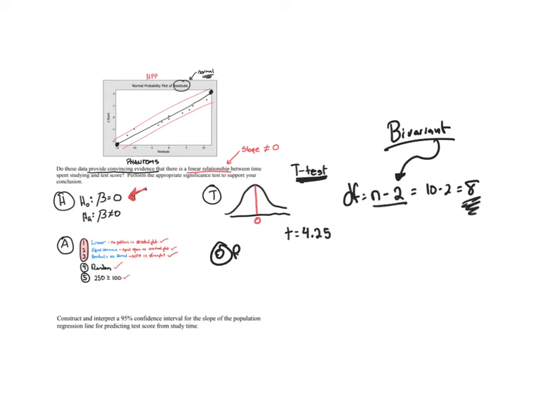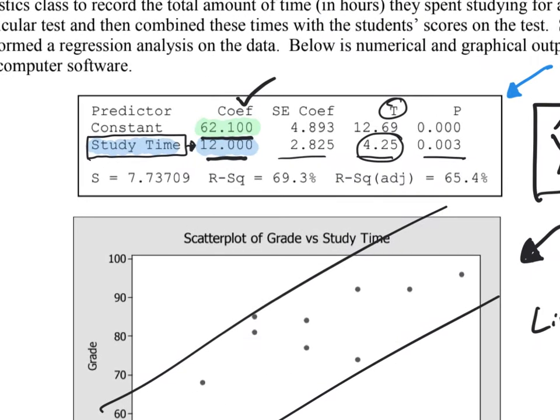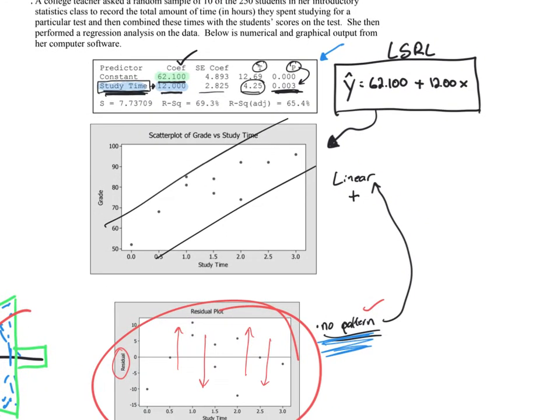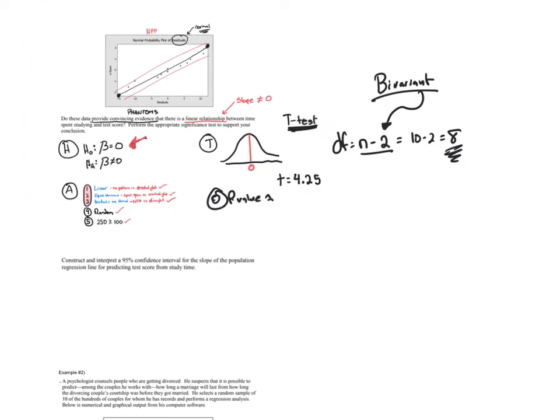Let's obtain a p-value. So p-value is roughly equal to, well, guess what? Let's go back to this computer printout right here. The slope is study time. There's the p-value right there, 0.003. So let's put that on here, 0.003.